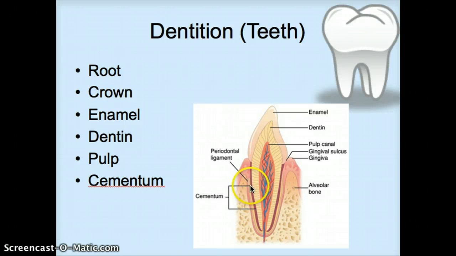Then on the inside, this layer here is the cementum, and this is a thin layer of bone and holds the tooth in the socket. So the cementum is this layer of bone that holds it into the gum line.